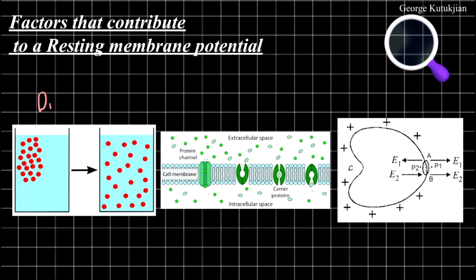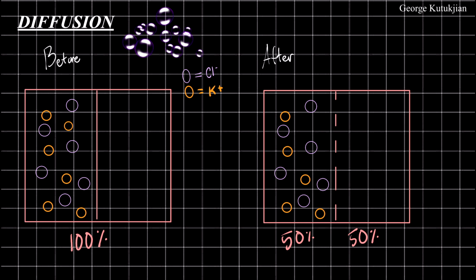There are three factors that contribute to why a resting membrane potential is negative, and that includes diffusion, selective permeability, and electrostatic pressure. When it comes to diffusion, it's basically that ions want to move from a high concentration to a low concentration until they reach equilibrium.